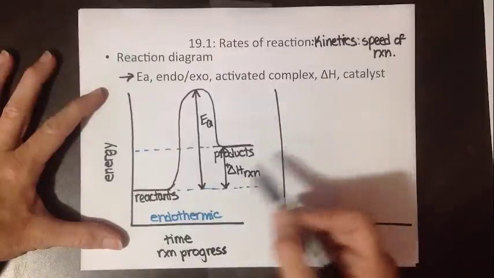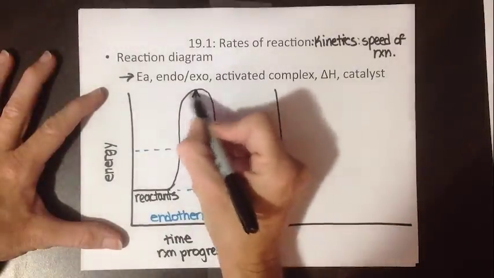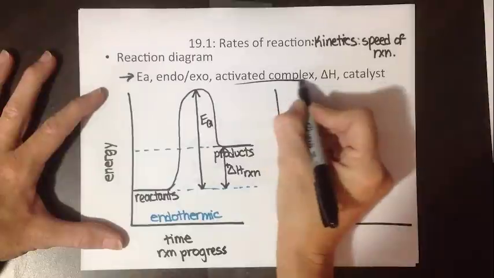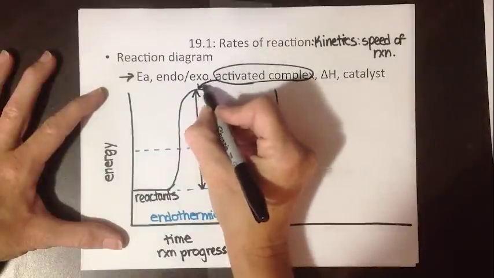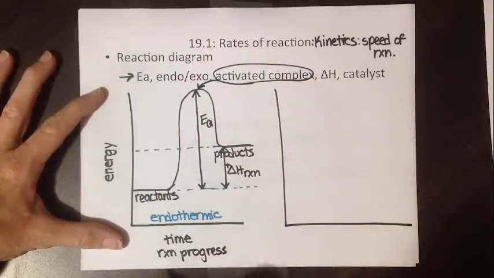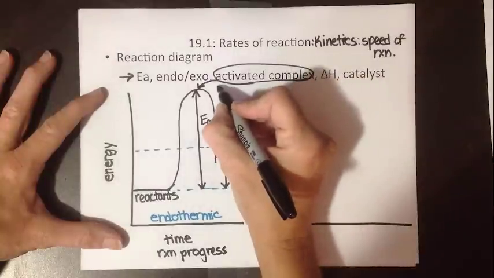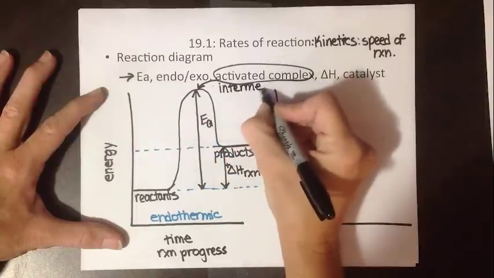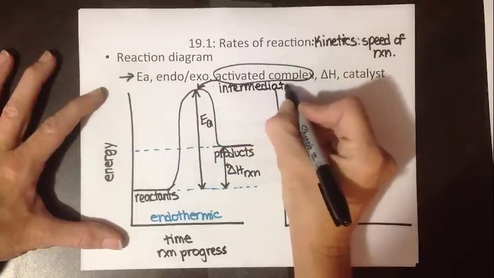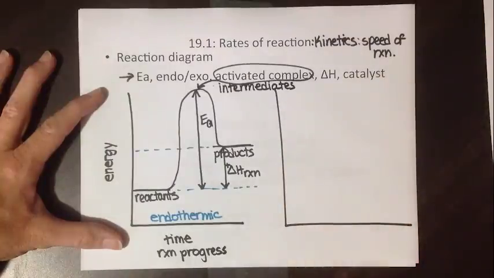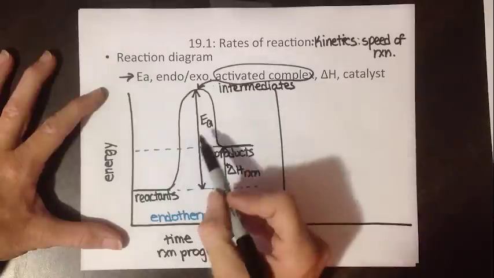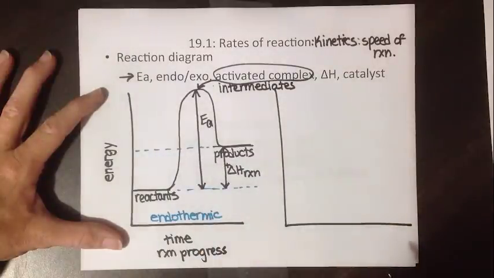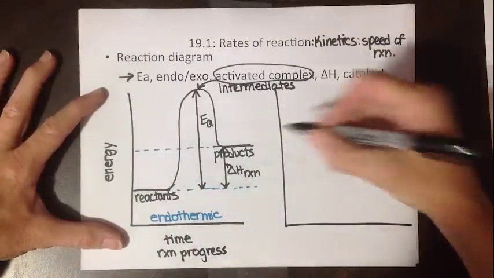Other things we should label on this one. At the top, we will call this the activated complex, the top of the mountain. And this is where you'll find intermediates. We haven't talked about intermediates, but if you're honors, you'll know what an intermediate is shortly. So that is the reaction diagram for an endothermic reaction. So obviously we have to do exothermic.